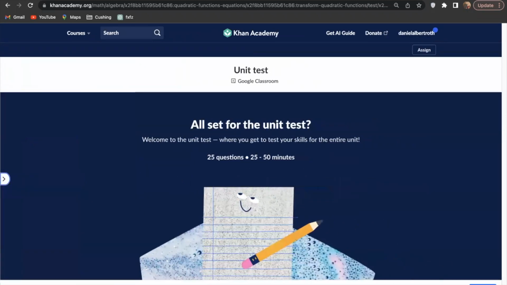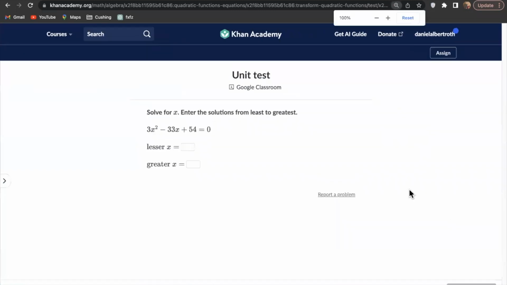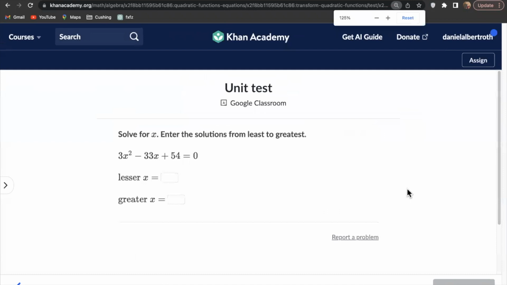All right, it's 25 questions. This will probably end up being multiple videos. So let's see. Okay, so nice fun one right off the bat. It says solve for x, enter solutions from least.